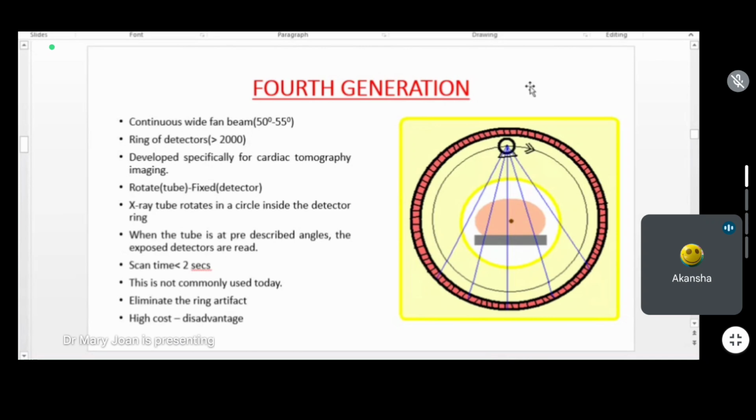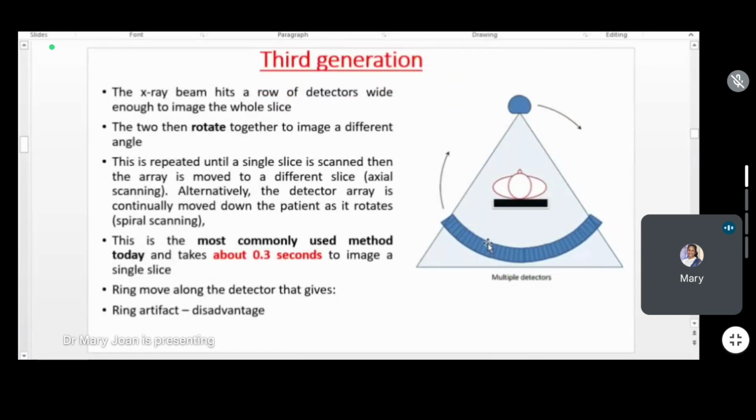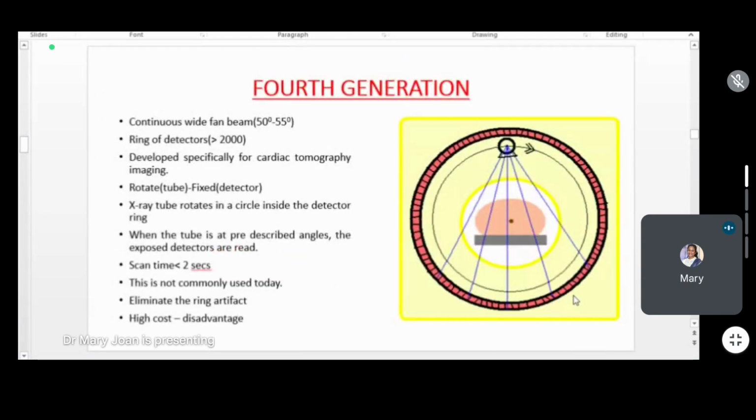Consider it as a circle of 360 degrees, so these only will be read when it is at this point. So as the X-ray tube rotates, the corresponding arc will be read. Here the arc or the detector need not move. Detector is fixed here. In the other case, the arc needs to move because only this many detectors are there. This will keep on moving as the X-ray tube moves. That is the basic difference.